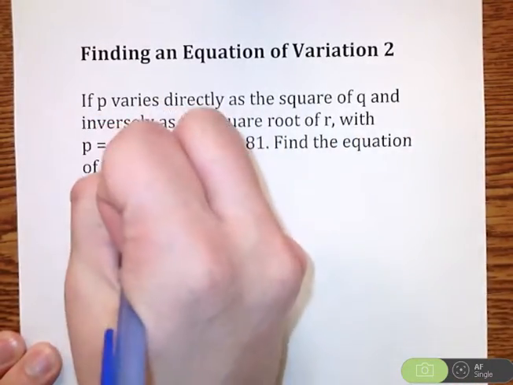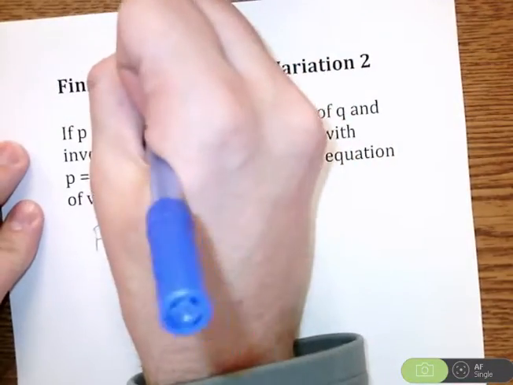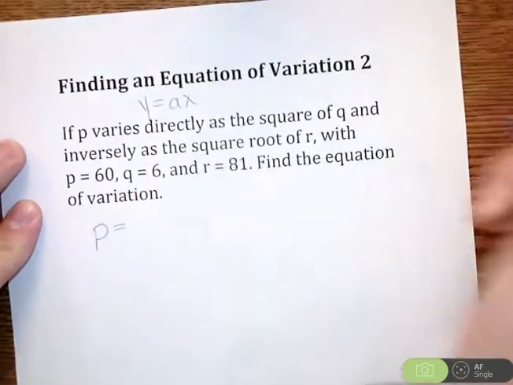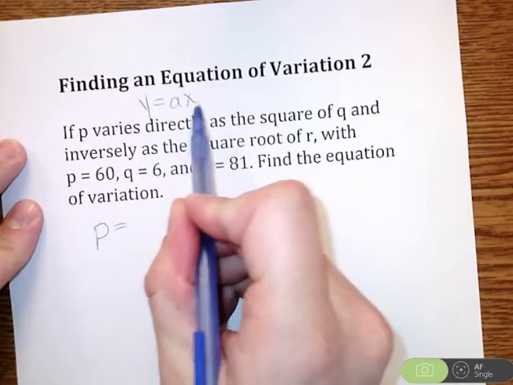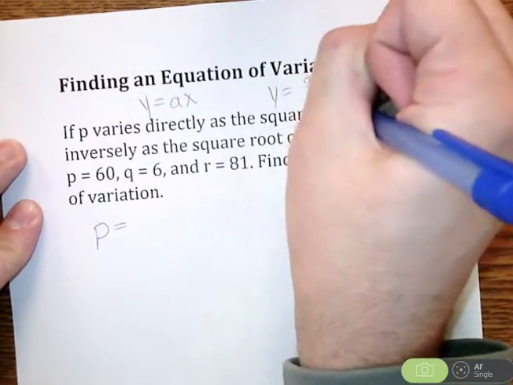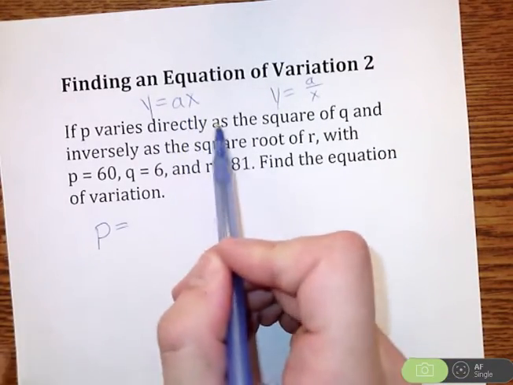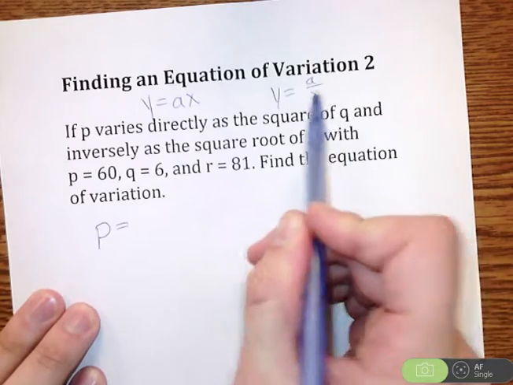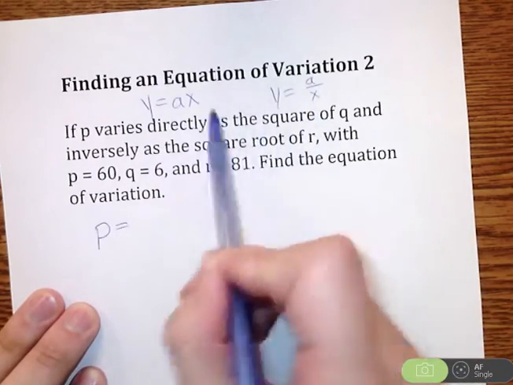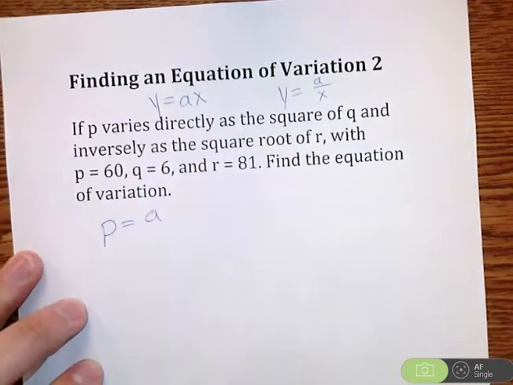So if I have p, if I'm varying directly, let's think back to those equations. Direct variation is going to be like y equals a times x. So you have your constant of variation times whatever variable. Inverse variation is y equals a divided by x. So when you think direct variation, we're going to be multiplying. Inverse variation, we're going to be dividing. Notice how both of them have an a involved. So when we're dealing with variation, we need that constant of variation. So I'm going to go ahead and throw that in there, my a.